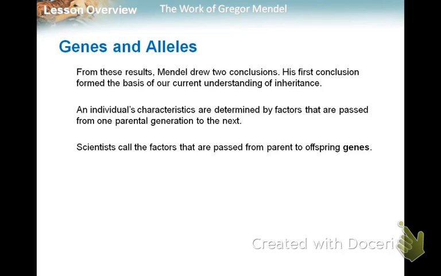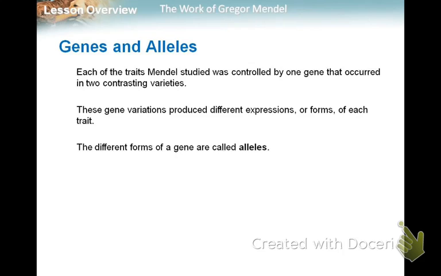Mendel came up with two conclusions from these results. The first conclusion is an individual's characteristics are determined by their parents. Today we call the factors that are passed from parent to offspring genes. Each of these traits was controlled by one gene that had two different forms of each trait. And the different forms of a gene are called alleles.